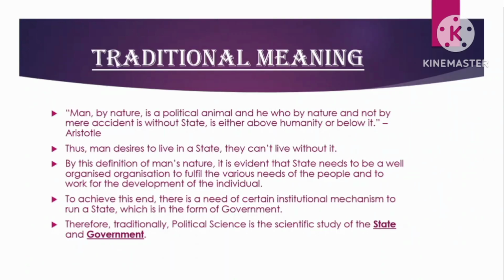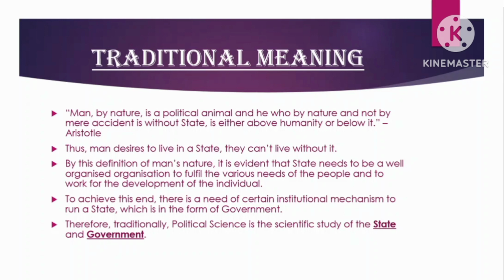Since we discussed Aristotle, now we come to the traditional meaning of political science, that is, what political science meant in the traditional view. Since there has been a great time lapse from ancient Greek times to the present age, obviously the meaning and the definition of political science has changed over time. So, what the traditional meaning of political science is, is what we are going to discuss now.